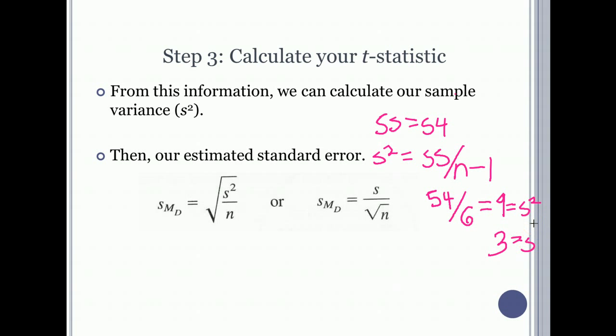Now, to get our standard error from that, we can do either one. Let's just go ahead and do 3. You take the value of 3 over, and what is n again? n is 7, and that would get you your estimated standard error, otherwise known as s sub M sub D.